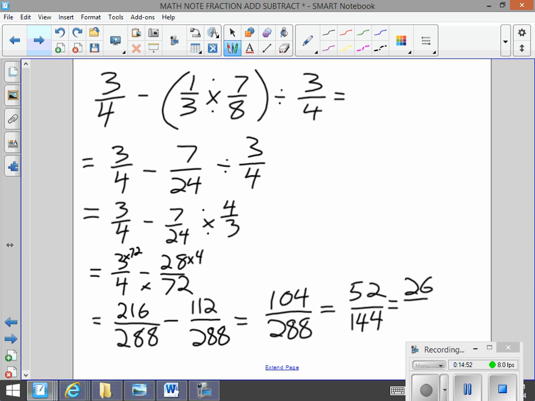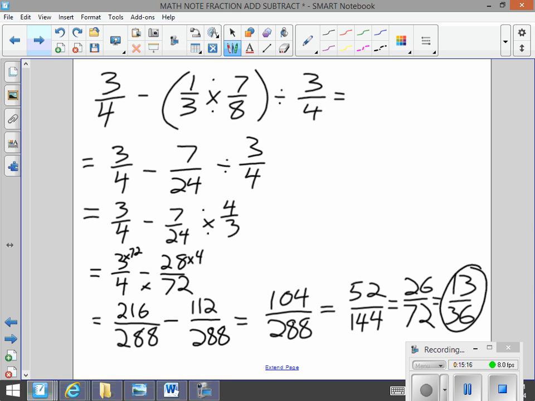It's 26, and that would be 72. Still even. Cut them in half again. We have 13 over, oh, what's that, 36? That's about as low as you're going to go. I don't think anything will go into those. So, if you see even numbers, just keep cutting them in half.